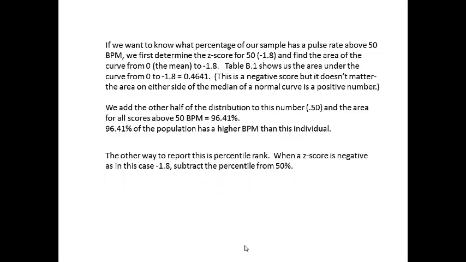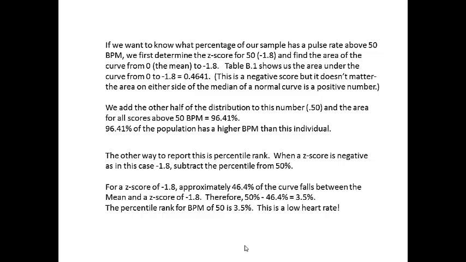The other way to report this is percentile rank. When a Z-score is negative, as in this case, we subtract that percentile from 50. So for a Z-score of -1.8, 46.4% of the curve falls between the mean and a Z-score of -1.8, and so this fellow ranks 3.5% in the whole data set. He has a very low heart rate.